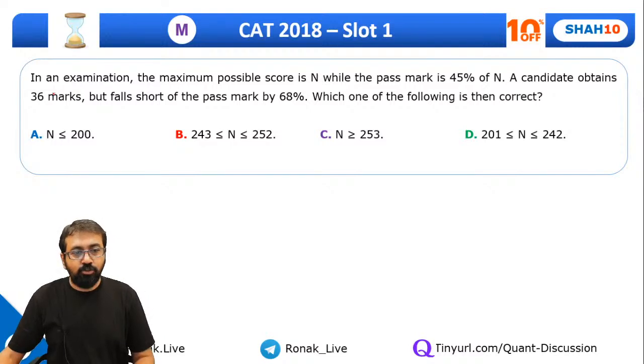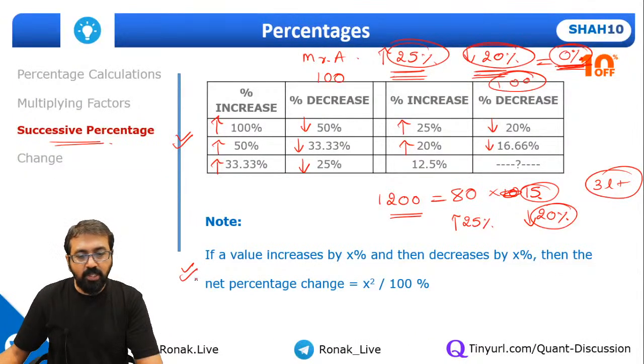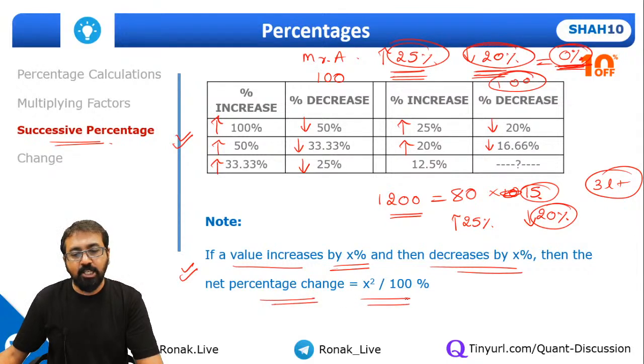Now let's look at this, what we have to mainly understand as far as percentage is concerned. Guys, just look at this one. This is also an important point, the last point. If a value increases by X% and then decreases by X%, the net percentage change will be X square upon 100%.